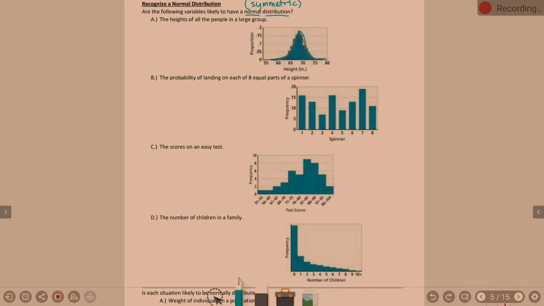Okay, so is this likely to have a normal distribution? Yes. And I don't really have a good explanation to write down. Feel free to write an explanation down for yourself. I'm just going to say yes, normally distributed. Okay.